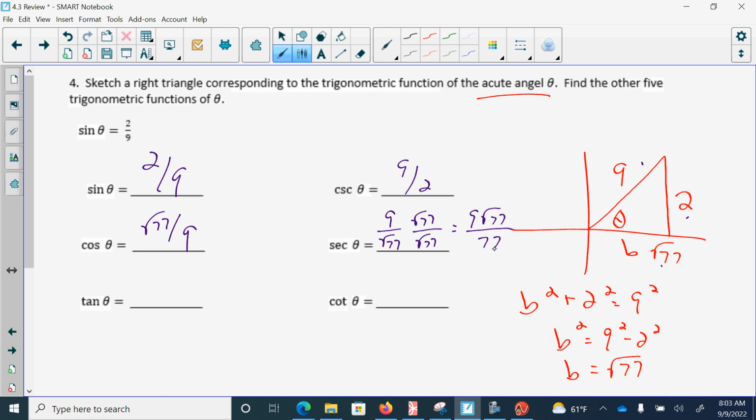The tangent is the opposite over adjacent, so 2 over the square root of 77. Now I have to rationalize that, but while I'm here, before I rationalize it, I'm going to go ahead and do the reciprocal and write the square root of 77 over 2. That way I'm doing the reciprocal in the most simplified form. Now to rationalize, I'm going to do square root of 77 over square root of 77. And I get 2 times the square root of 77 all over 77. And that is going to be my 6 trig functions.